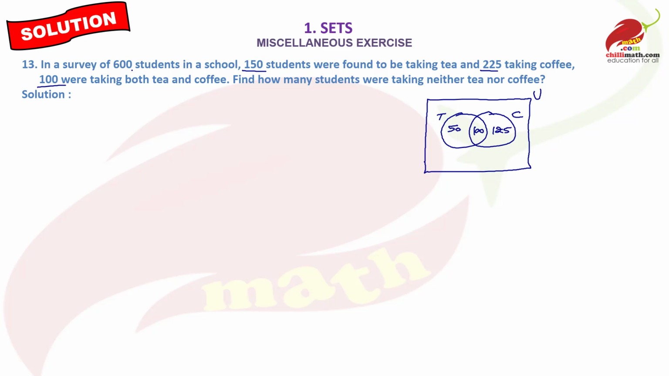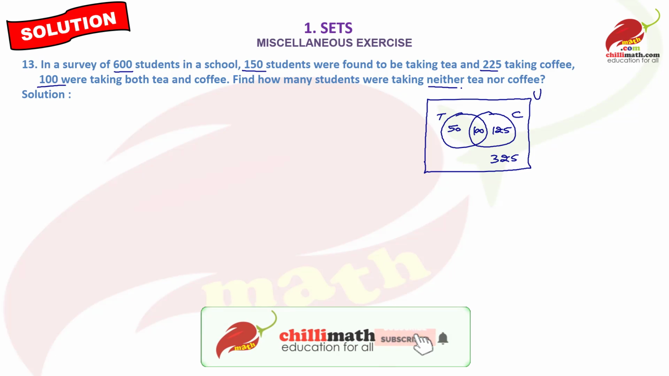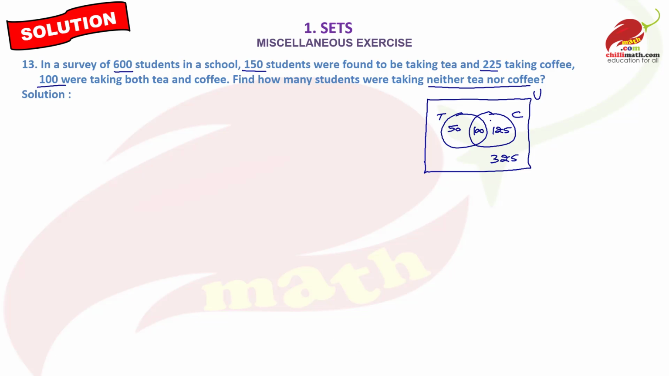In a survey there were total 600 students, so totally we got here 50, 100 and 125, that is 275. 600 minus 275, 325. So 325 students are there, those who are taking neither tea nor coffee. So this is one method which we have used here, that is Venn diagram.